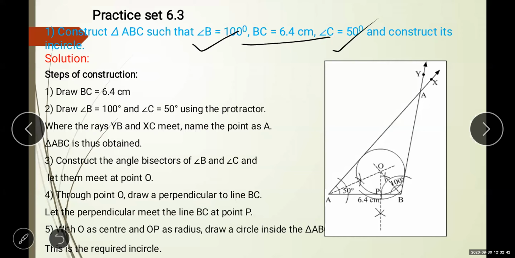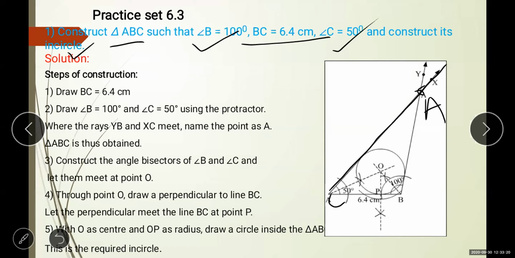Now, the steps of construction are given. Draw BC, then using a protractor, draw angles B and C. Now, two angles are given. As we extend these rays, you will get the point of intersection. Here we already drew BC, so here is A, the third point of triangle ABC. So here we got triangle ABC. Now what do we have to draw? The incircle.